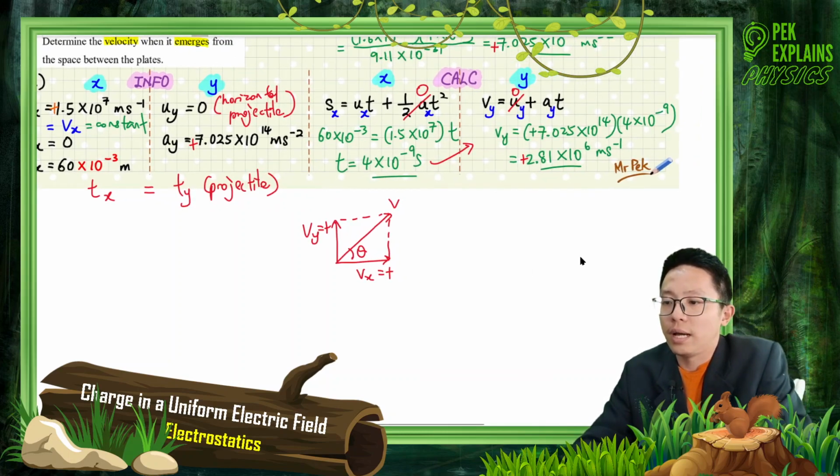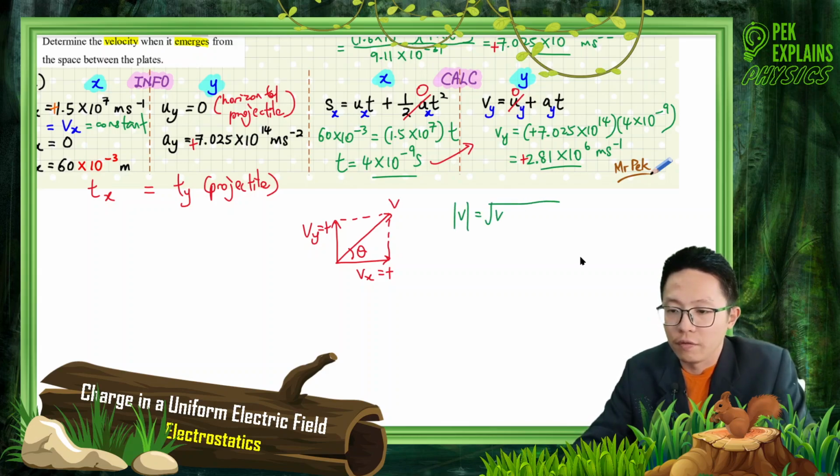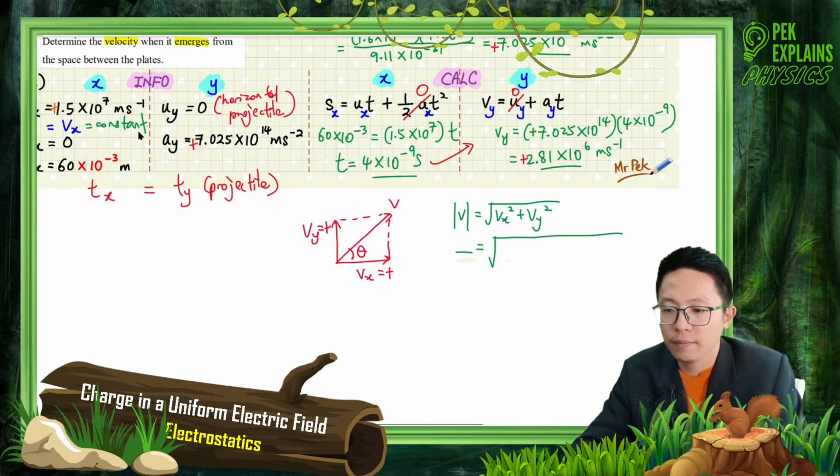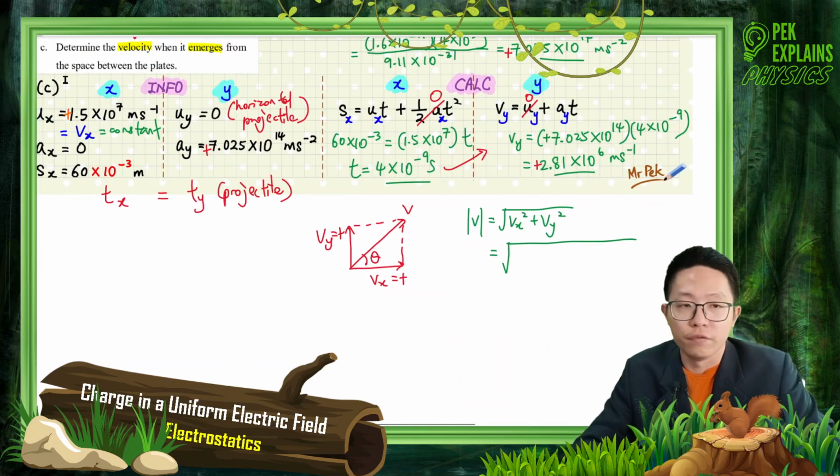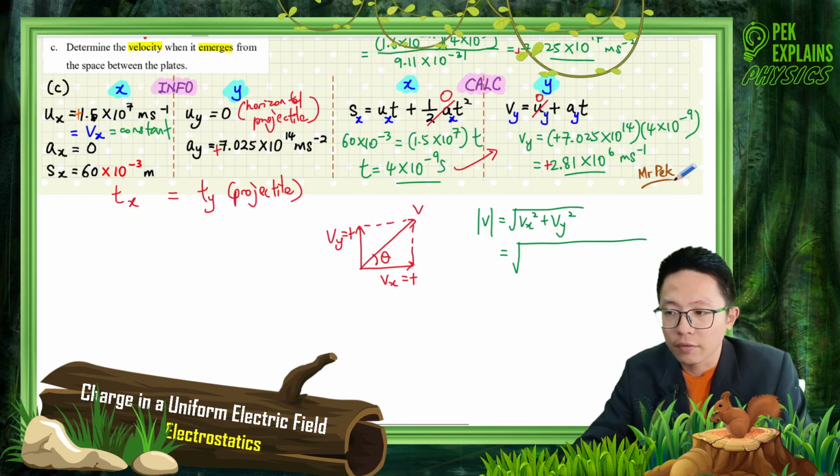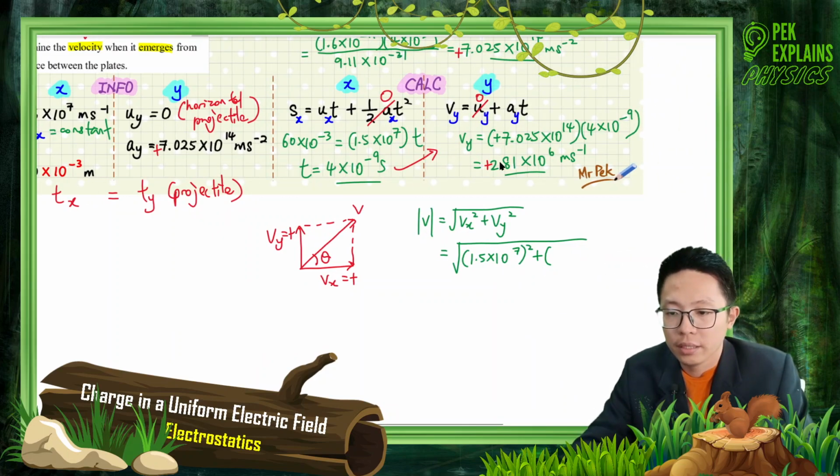So what's the answer? What do we do? Find the magnitude by using Pythagoras theorem, which is Vx square plus Vy square. Vx is positive 1.5 exponent 7, square, plus the Vy. Vy is 2.81 exponent 6, square. So square root them. So what do we get finally?